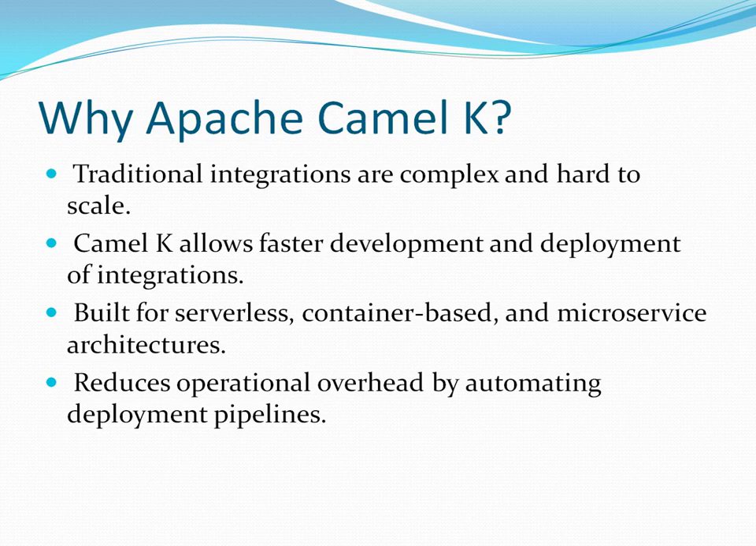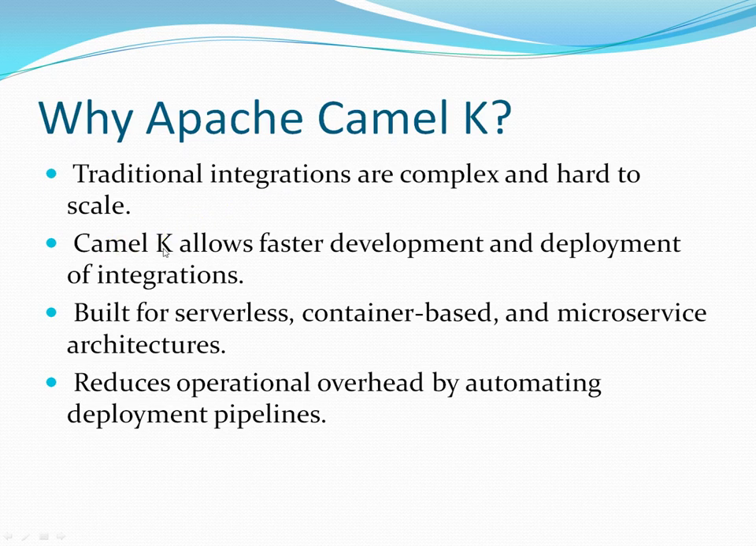By Apache Camel, we have Apache Camel K. We have Apache Camel, the existing one. Then why are we going for Camel K? Traditional integrations are complex and hard to scale. When we have a Camel application, you can run it as a standalone application or you can deploy it into an application server. So it's hard to scale.